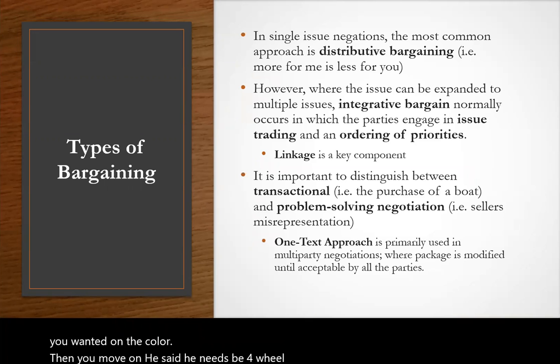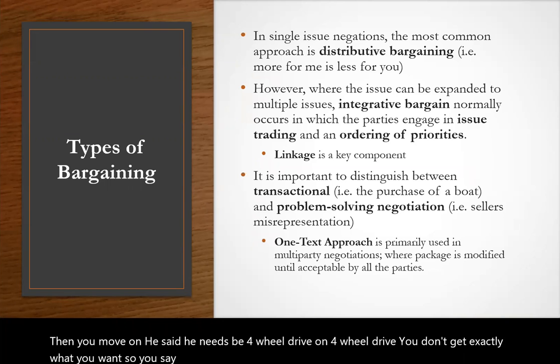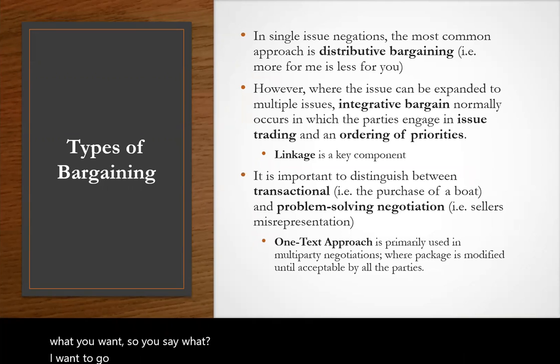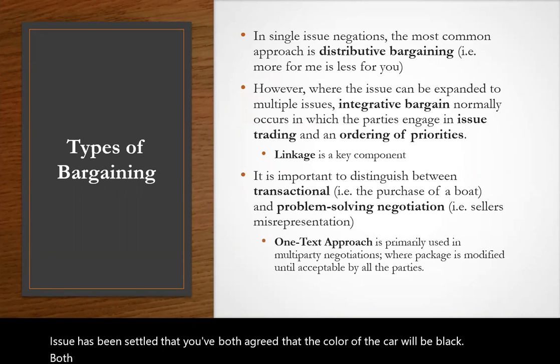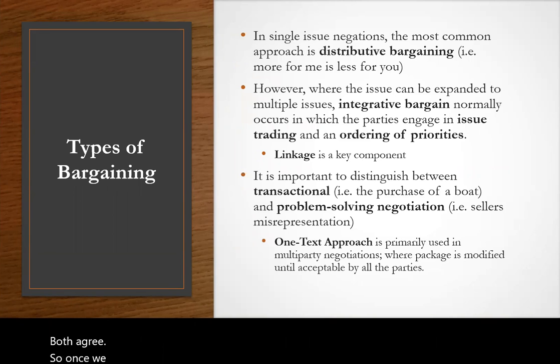Well, on 4-wheel drive, you don't get exactly what you want. So you say, you know what? I want to go back and talk about color. That doesn't happen, right? Because that issue has been settled. You have both agreed that the color of the car will be black. So once we agree, we don't go back. We just keep pushing forward, issue by issue, position by position, interest by interest.